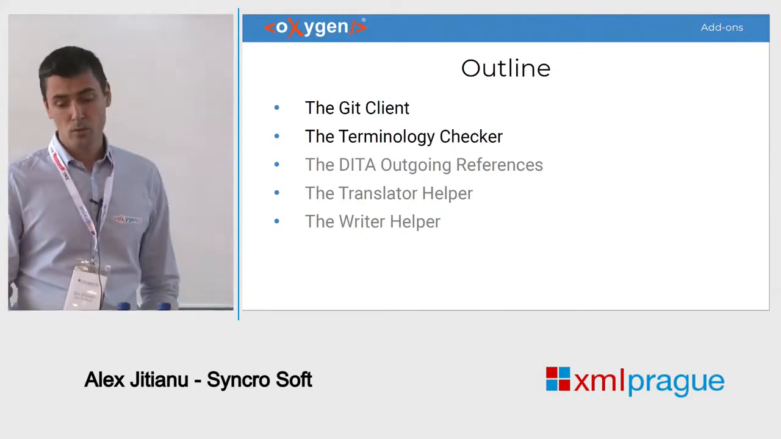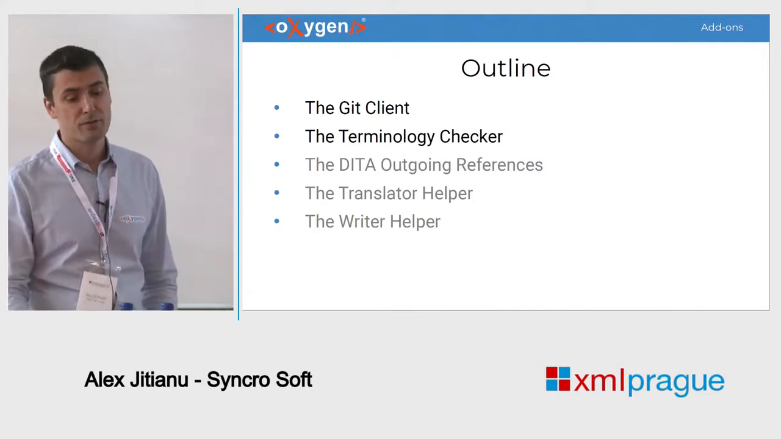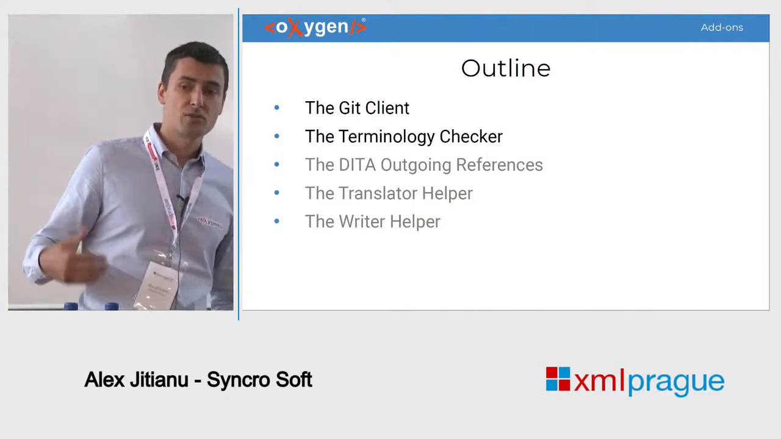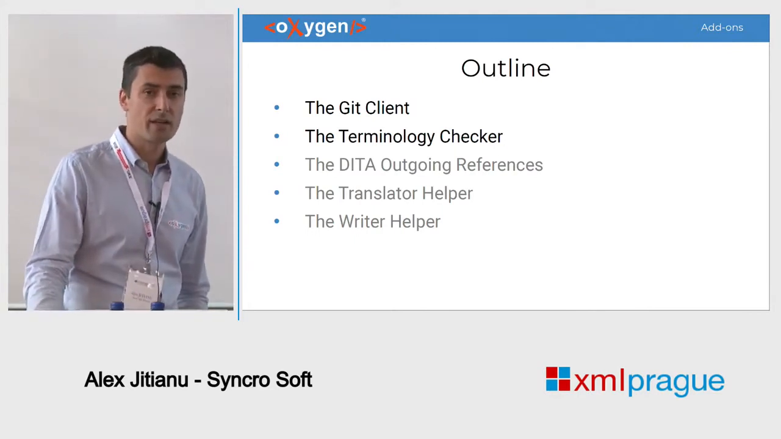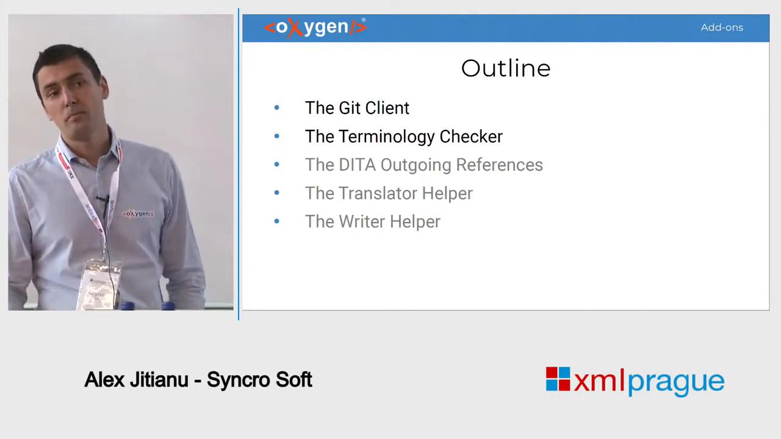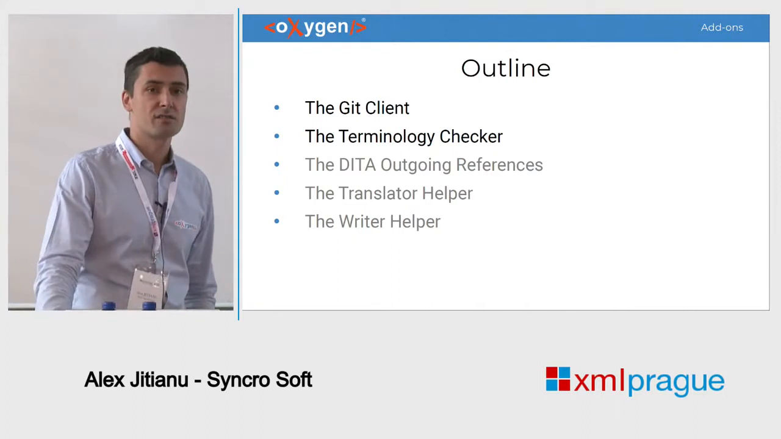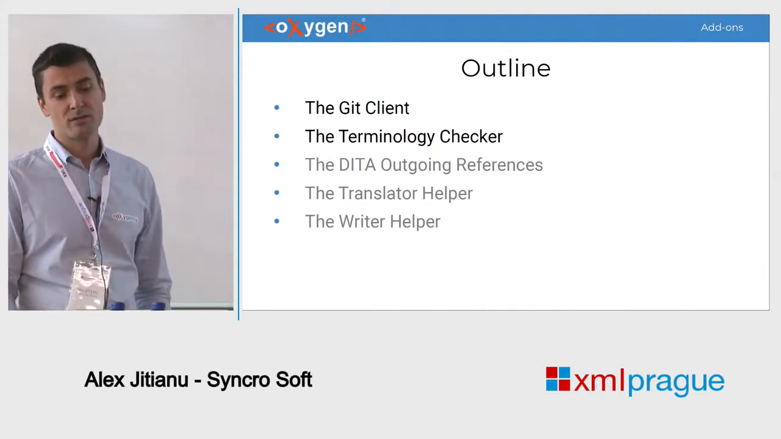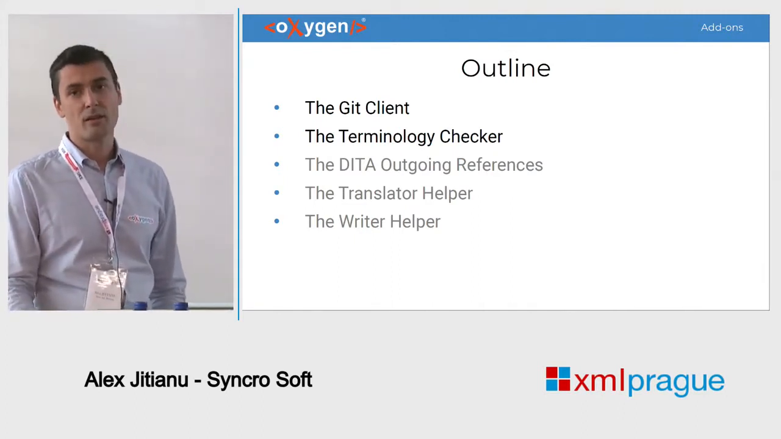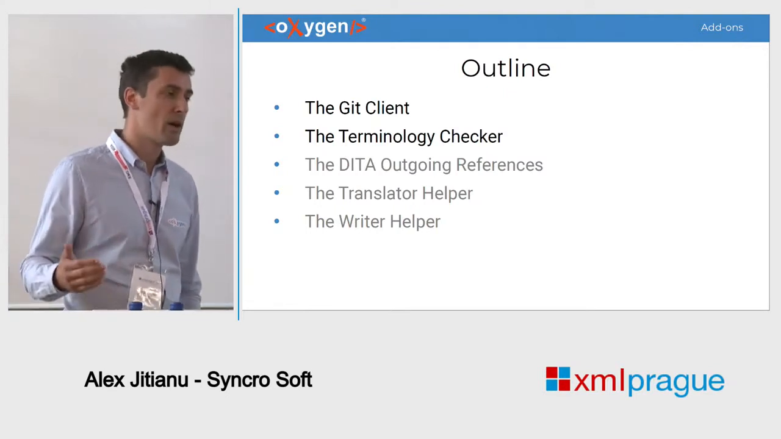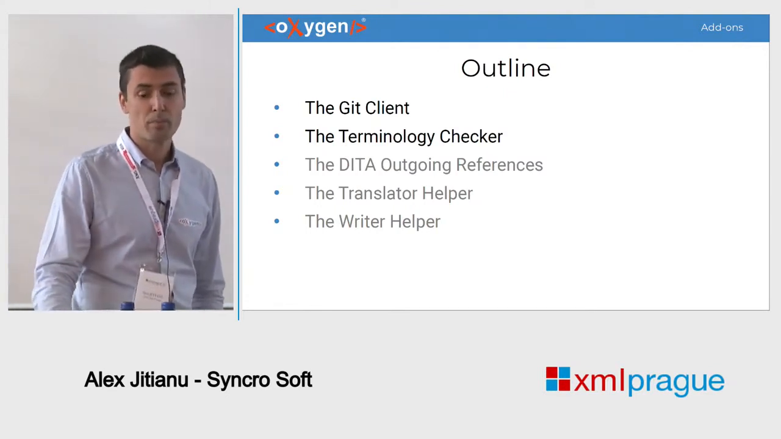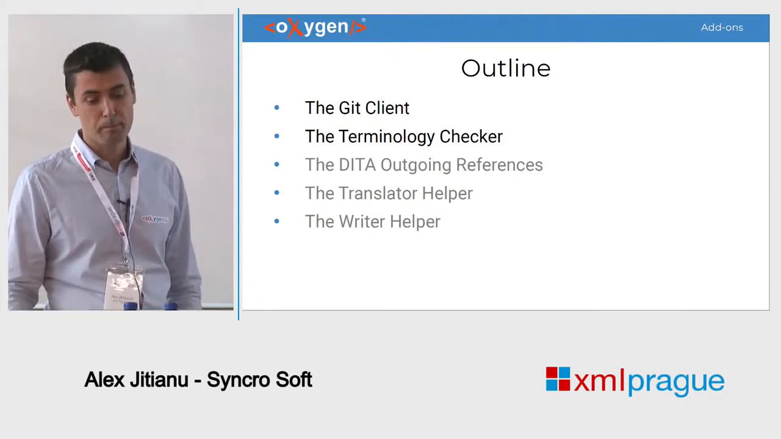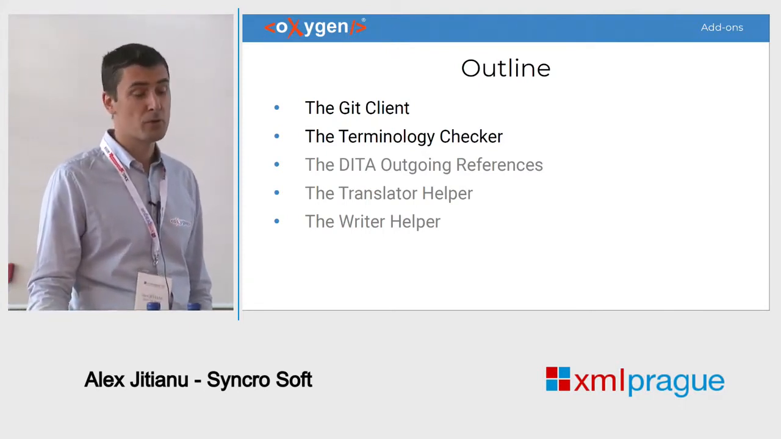So 10 years ago, when I came to XML Prague for the first time, there were a lot of requests from you guys to create a Git client in Oxygen. Back then, we didn't see it as a priority. There were other full-fledged Git clients out there. It would have required a lot of work on our part to have something at the same level of support.